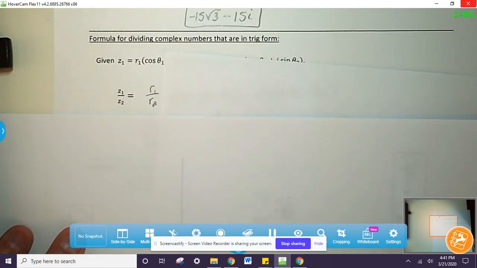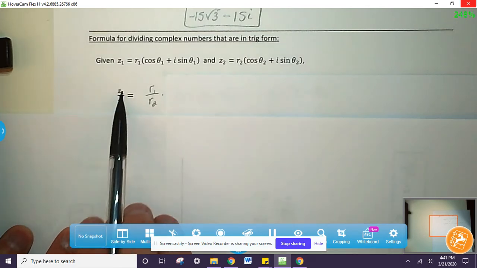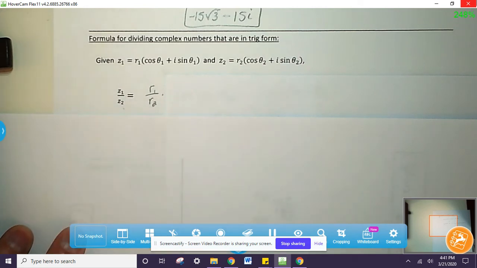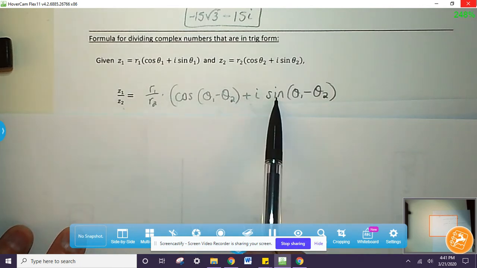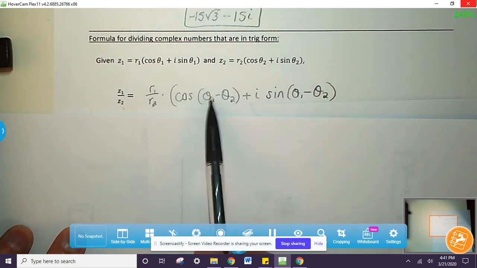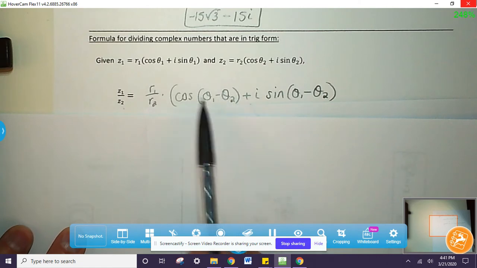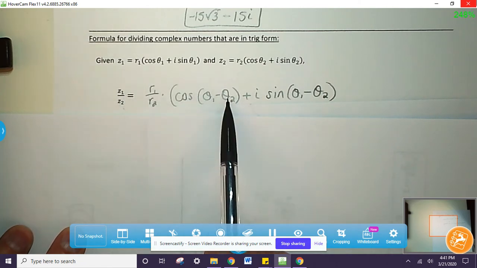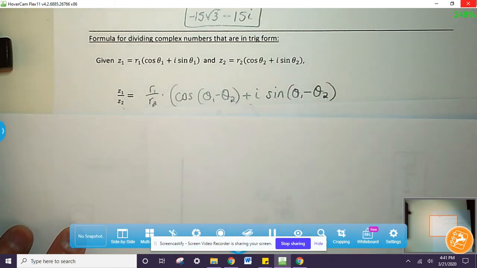What we're going to do is divide the r's. Be careful, it does need to be the first one over the second one because division is not commutative. We're going to maintain the same structure with cosine plus i sine theta. So cosine plus i sine theta. But what we're going to do is subtract the thetas. And again, please be careful. Since it's z sub 1 over z sub 2, it has to be theta sub 1 minus theta sub 2. Okay, so make sure you do first theta minus second theta.